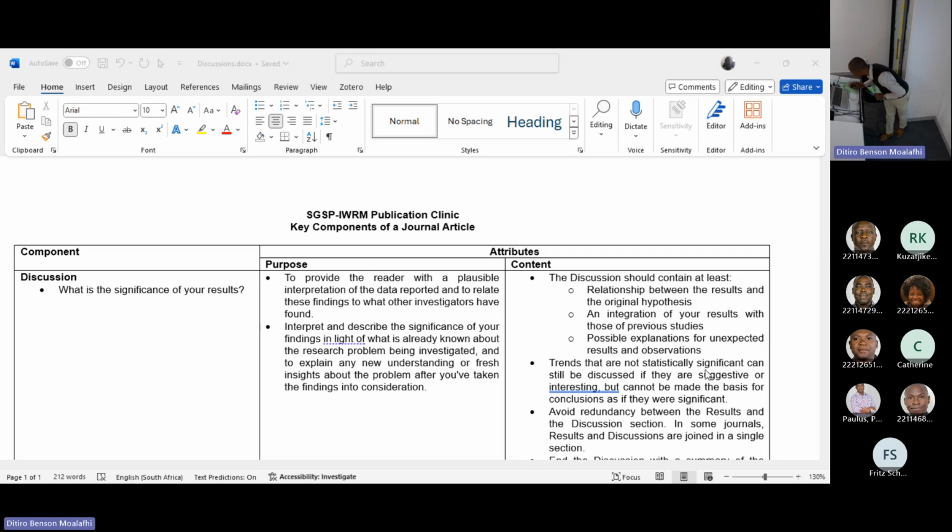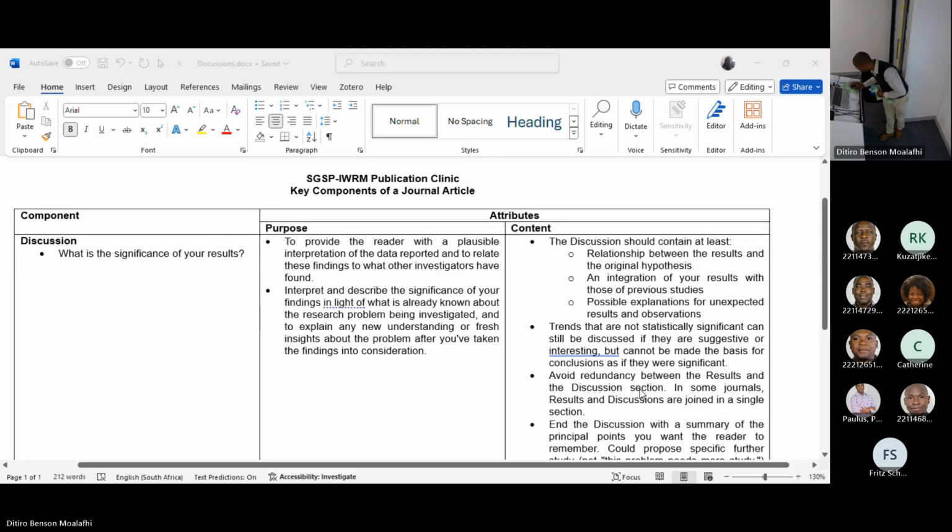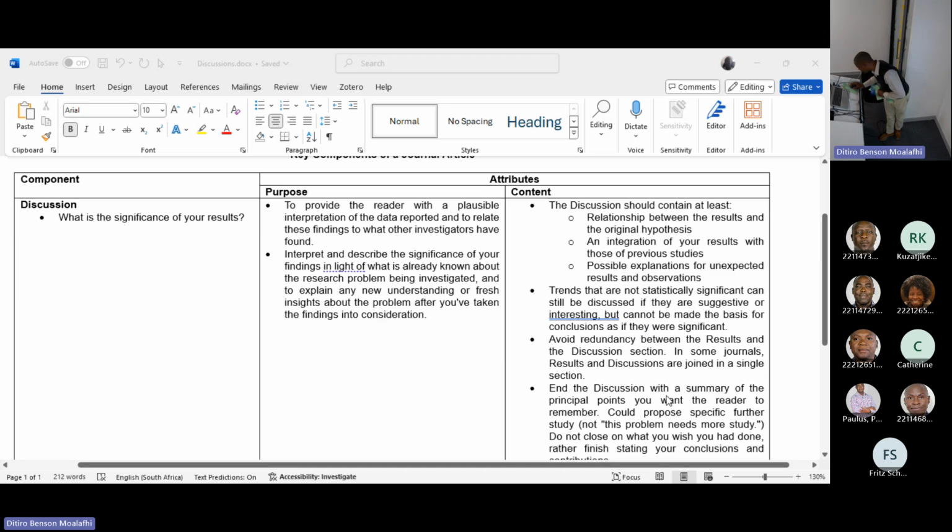Trends that are not statistically significant can still be discussed if they are suggestive or interesting, but cannot be made the basis of your findings. Avoid redundancy between the results and discussion sections if these are separate. There you state your findings and then you discuss them in the discussion, unless they are combined. End the discussion with a summary of the principal points you want the reader to remember.